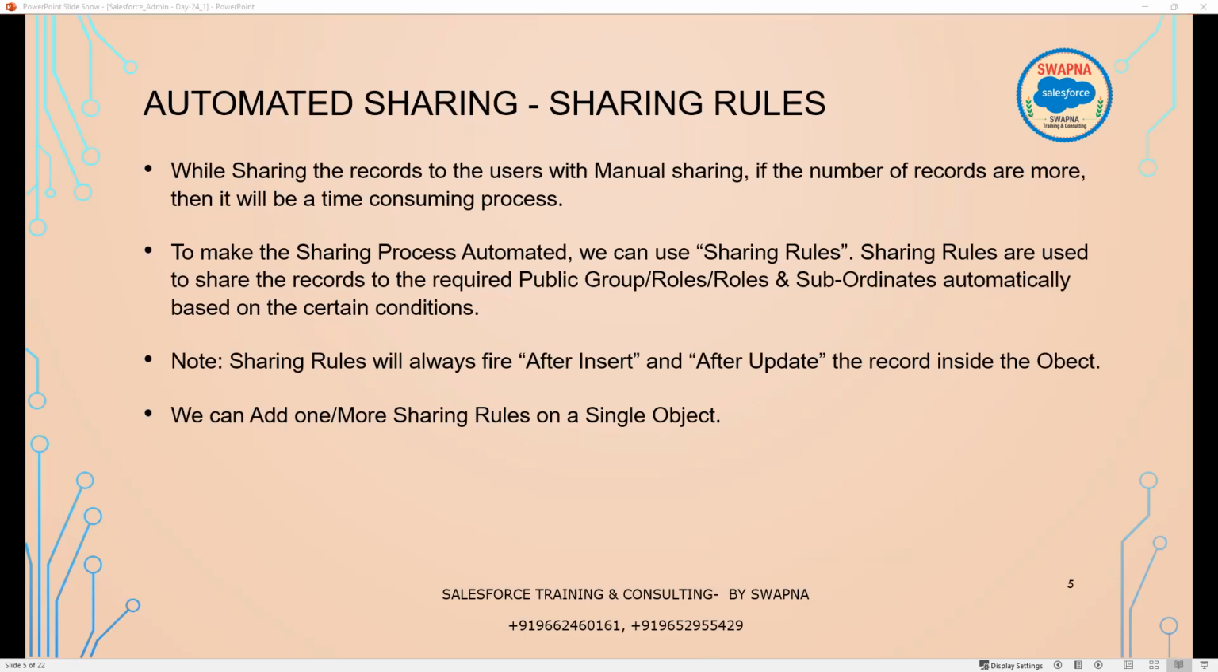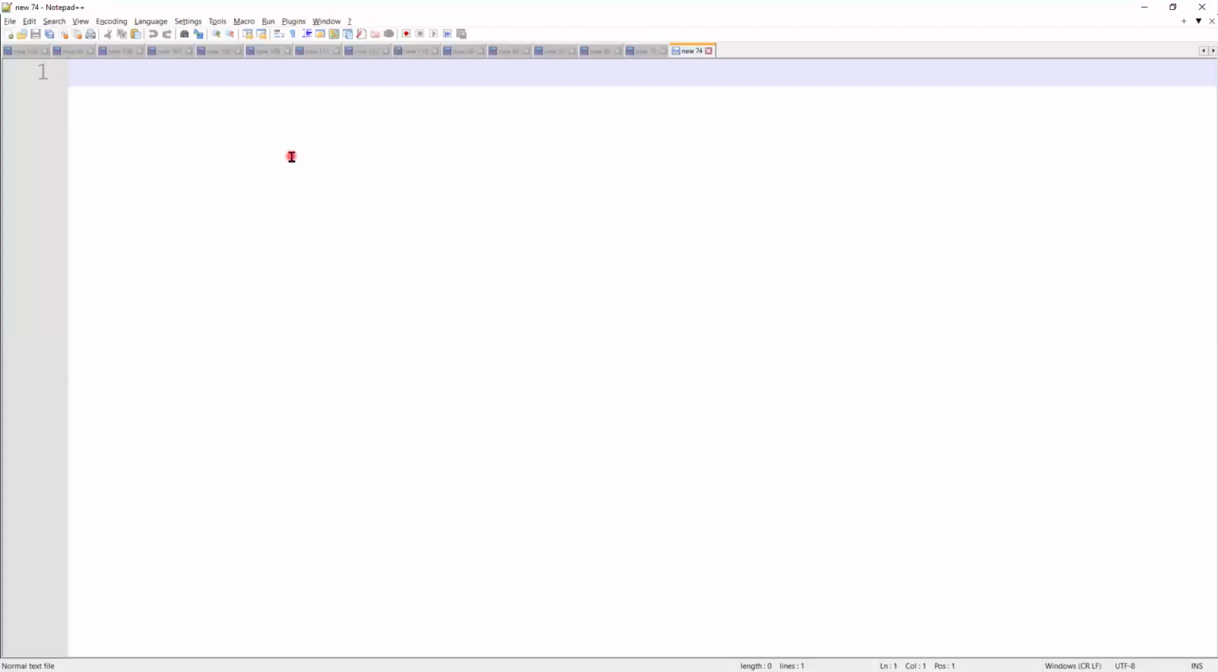Now let's move on. Now the sharing rule. I wanted to create a sharing rule. If I want to create a sharing rule, there are two types of sharing rules. Sharing rules are divided into two types. Why is it divided into two types?